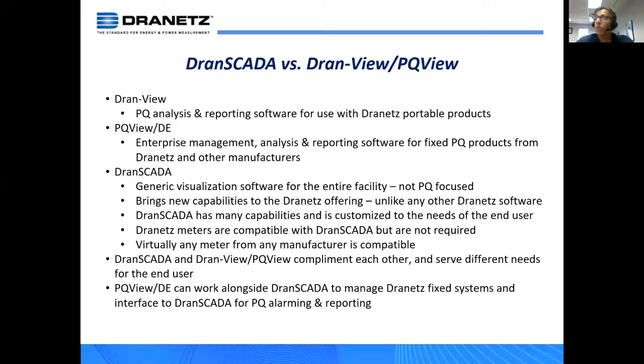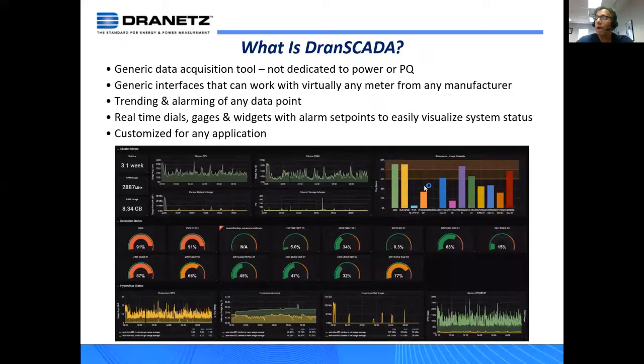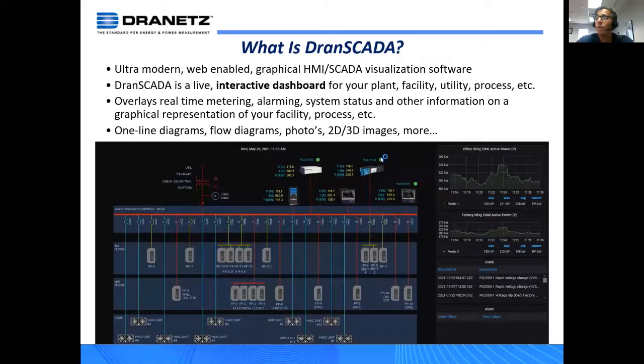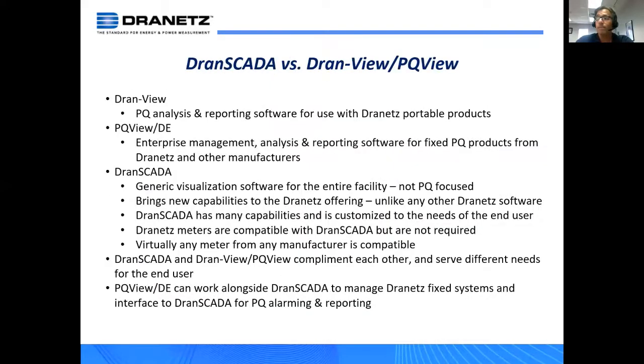purposes. So Thurman will show you this, but if I go back 2 slides, these little dots over here are alarms on these particular meters that are triggered or turn to red when a particular event condition has occurred that you want to see. So again, DranSCADA does not replace PQView or DranView. It works alongside these particular software packages, especially PQView, which is very appropriate in a fixed monitoring application.